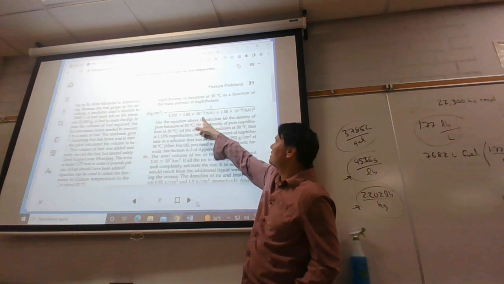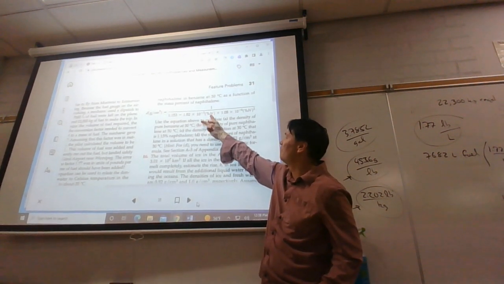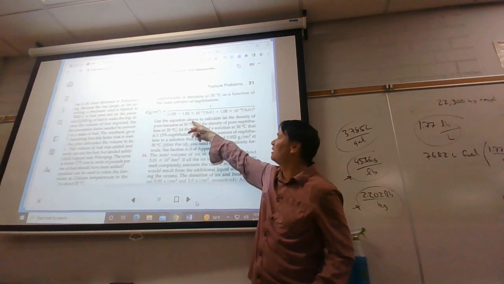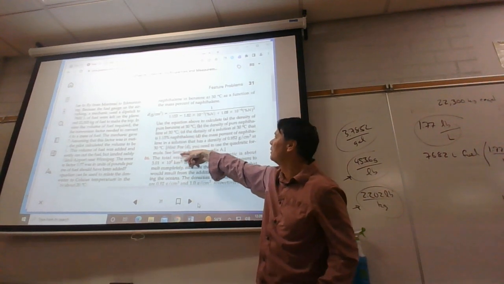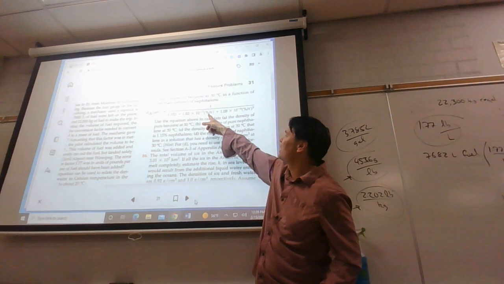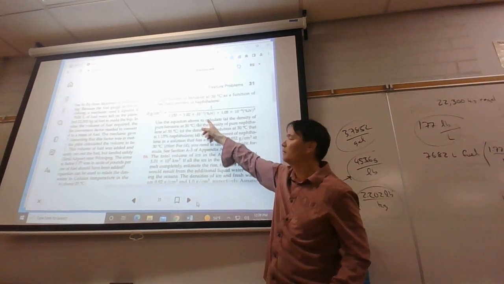If we had pure benzene, then we have 0% naphthalene. It's a mixture of naphthalene and benzene, so that's easy. We plug in 0 here and calculate it. The density would be 1 over 1.153 grams per cubic centimeter. B, the density of pure naphthalene. Well, that means it's 100% naphthalene, so we plug in 100 here and just calculate it.